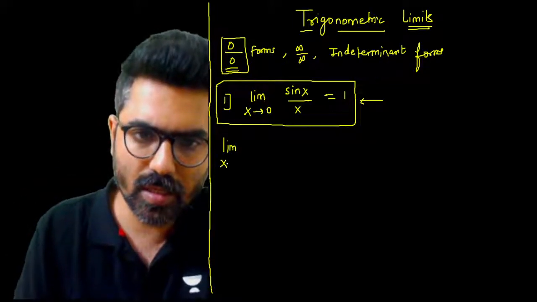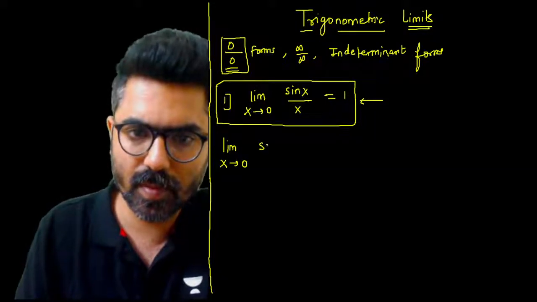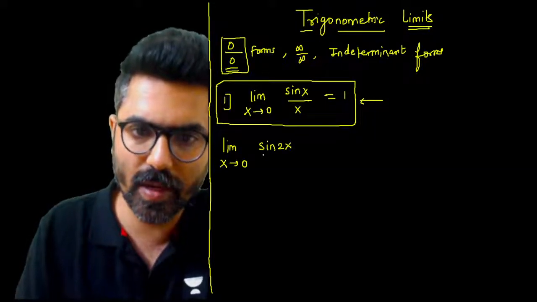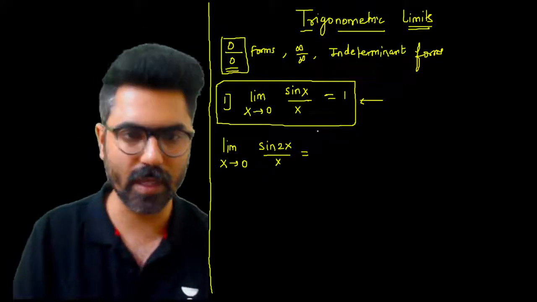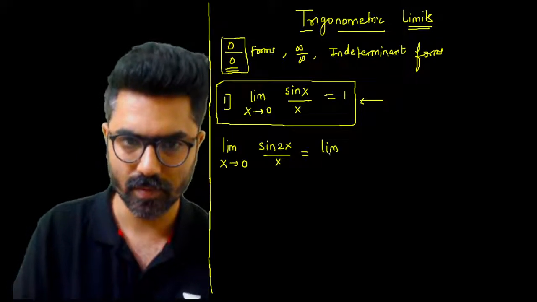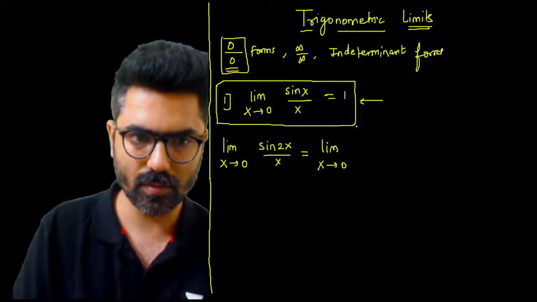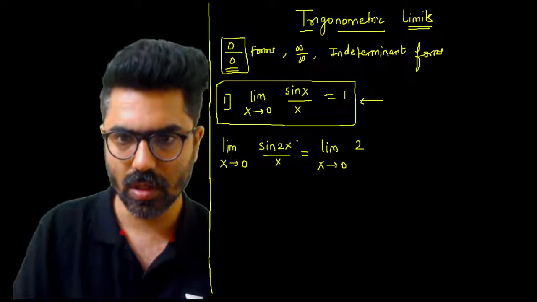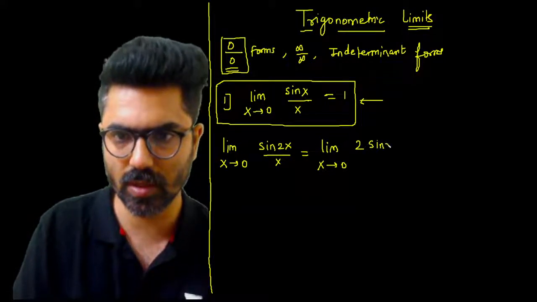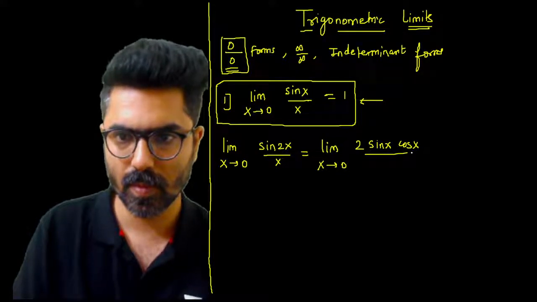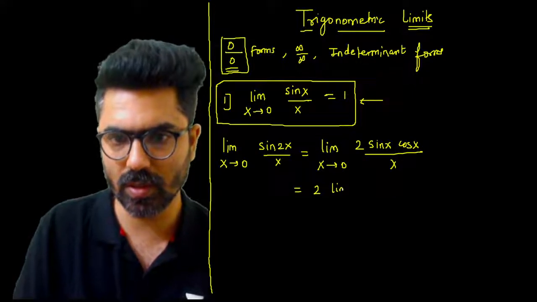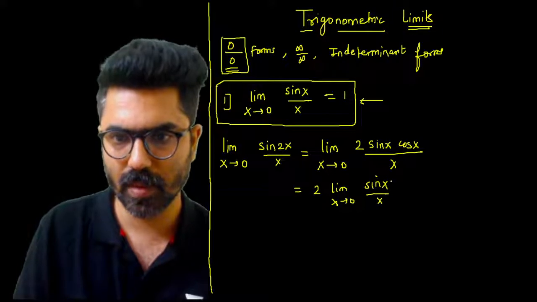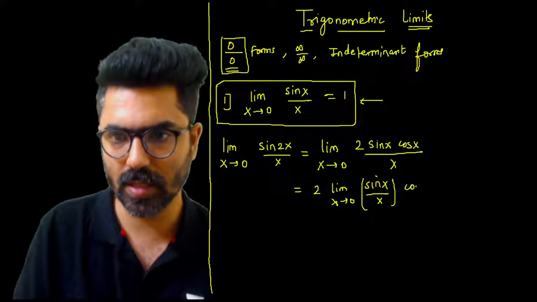So limit x tends to 0 of sine of 2x upon x. If you are planning to solve this by a method, this is how you solve. The formula for sine 2x is 2 sine x cos x, whole upon x. Now, as we can see, 2 is a constant, we'll take that outside. Limit x tends to 0, sine x by x is the form, and this cos x is left.